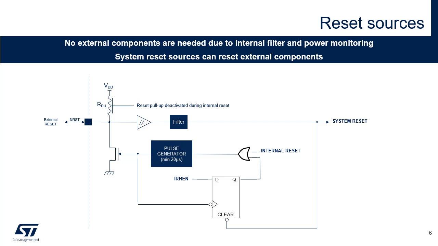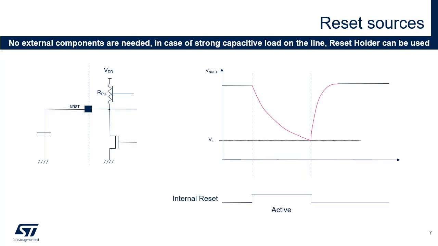The internal pull-up resistor on the NRST pin is deactivated when an internal reset occurs to reduce power consumption. Additionally, all I/O pins, except for debug and test pins, enter analog mode during reset to prevent unnecessary power consumption before software initialization. The reset holder function ensures that NRST remains driven low until the voltage level of this signal drops below the input low threshold VIL, which is helpful when the NRST line has a large capacitive load.